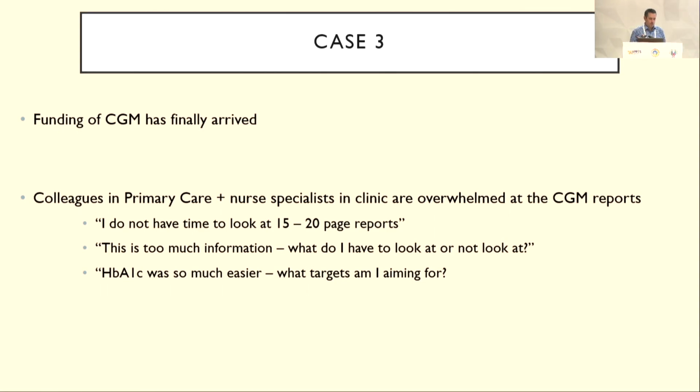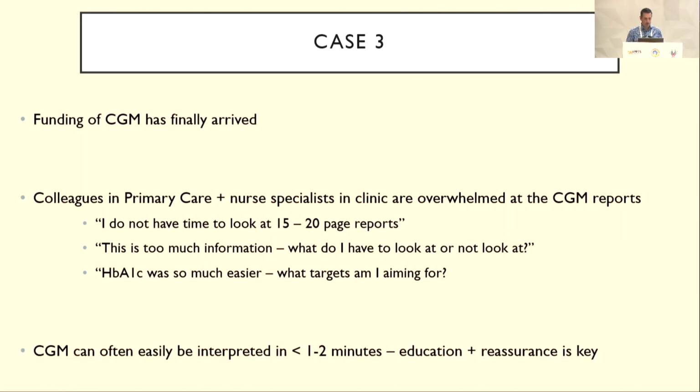And a big part of my last month, I had a lot of colleagues, both in secondary care within the clinic and in primary care, just completely overwhelmed by CGM reports. Common thoughts were, I do not have time to look at the 15 and 20 page reports. I don't know what I'm looking at. This is so much information. What are the best things to look at? What can I skip? I understood HbA1c, but I don't understand CGM. And how can we make that easy for our people?